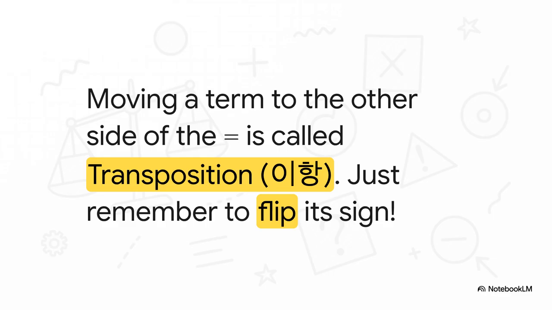It's built on those rules of balance, but it makes things so much faster. It's called transposition. Basically, it means you can pick up any piece of the equation and move it to the other side of the equal sign. The only catch? When it crosses the equal sign, it has to flip its own sign. So a plus becomes a minus, and a minus becomes a plus. It's like a little magic trick.